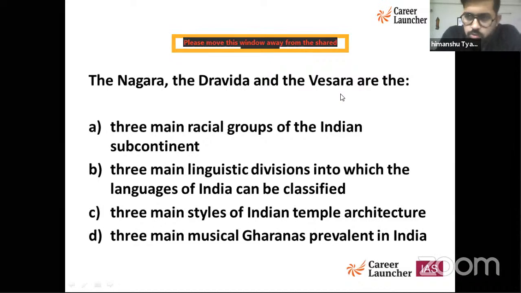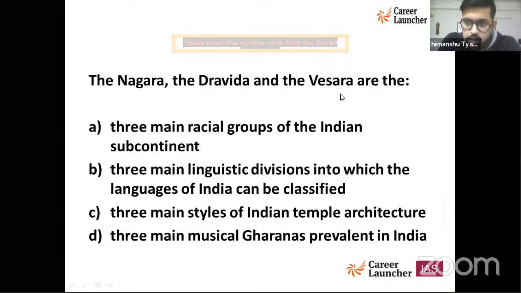Now, once you're done with your NCERTs, okay, there is one question for all of you. This question comes directly from NCERT. I just wanted to show you that UPSC also asks direct questions from NCERT as well. So they are important. Let's see if you can answer this particular question.